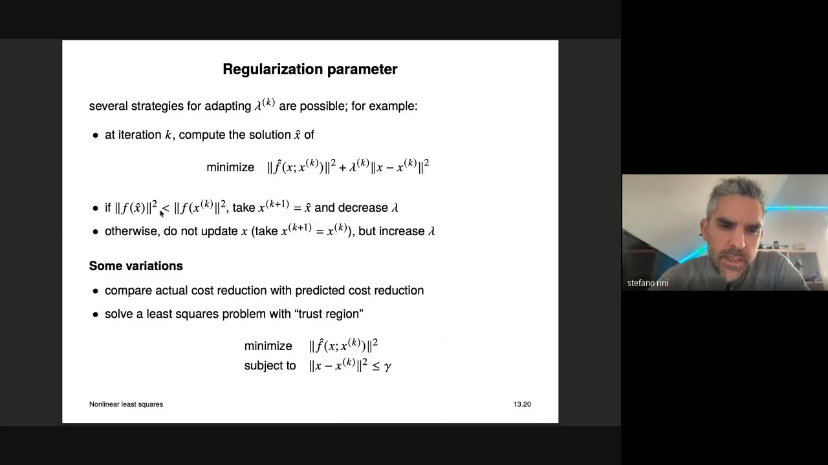So what we can do here is that if we see that the progress is too slow, so that the solution is too close, then we can tune down lambda so that we accelerate.